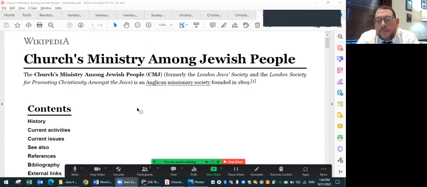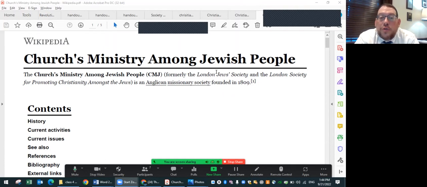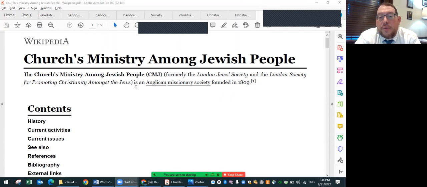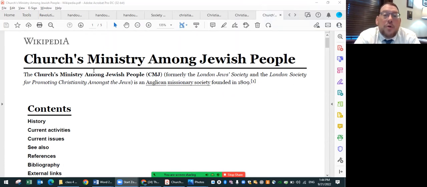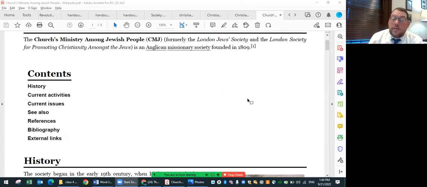If you go to Wikipedia, you will learn about a group called the London Jew Society, or the London Society for Promoting Christianity Amongst the Jews, or the Church's Ministry Amongst Jewish People. And again, it was founded in the year 1809. Why is that important? Again, this is the Second Great Awakening. And a lot of Christians were like, wait a second, why are we spending so much time convincing ourselves or others about Christianity? What about all the Jews who live amongst us and they're non-believers?